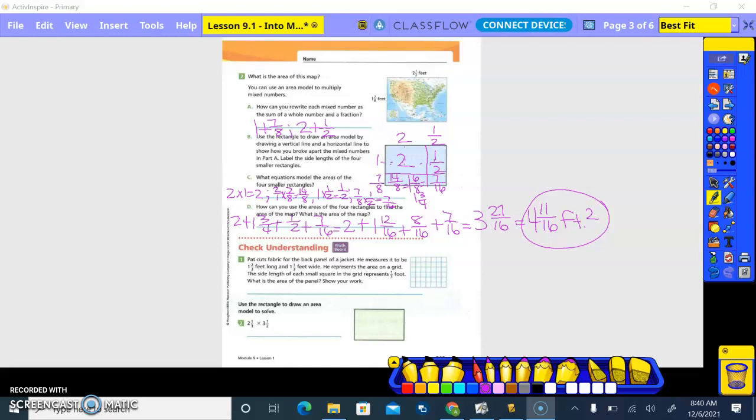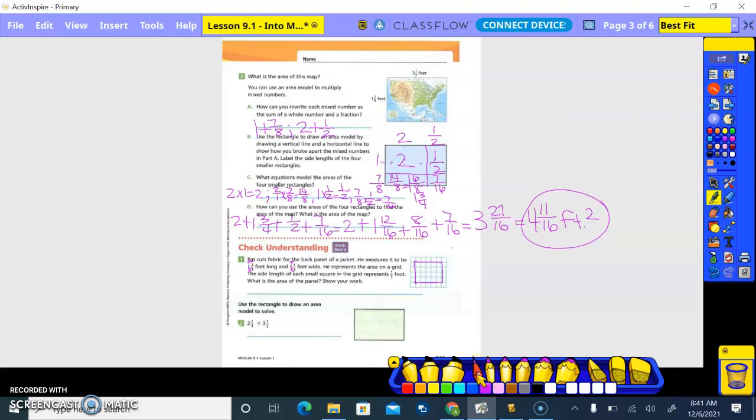Show your work. So basically 1 2/3. So we would do our multiplication, plus sign. 3 times 1 is 3 plus 2 is 5. So we need to go 5 down this way. Okay. Multiplication, plus sign. 3 times 1 is 3 plus 1 is 4. So we need to go down 4 this way. And then make our rectangle.